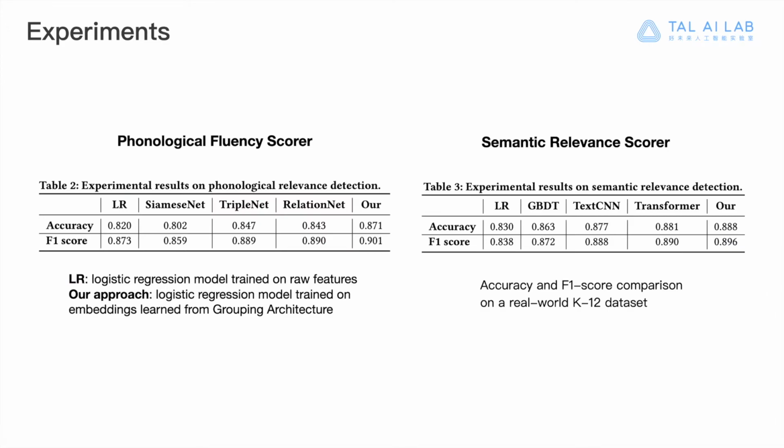We evaluate the effectiveness of the two scorers. For the phonological fluency scorer, we compare our approach with several strong baselines that learn embeddings with limited data. LR is a logistic regression model trained directly on raw features. For our approach, Siamese net, triplet net, and relation net, we extract learned embeddings and train the logistic regression model on the embeddings for the fluency classification task. The result demonstrates the advantage of our approach in both accuracy and F1 score.